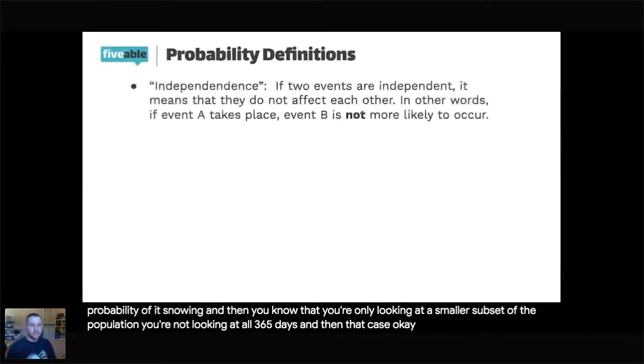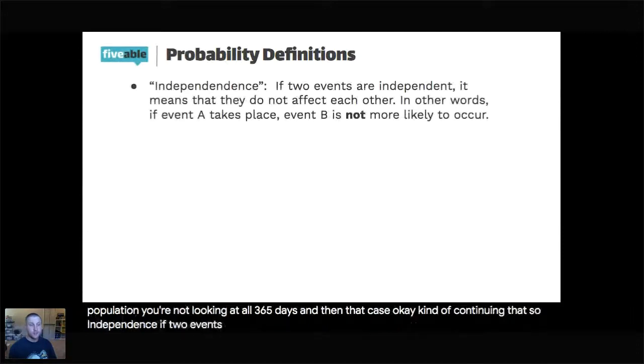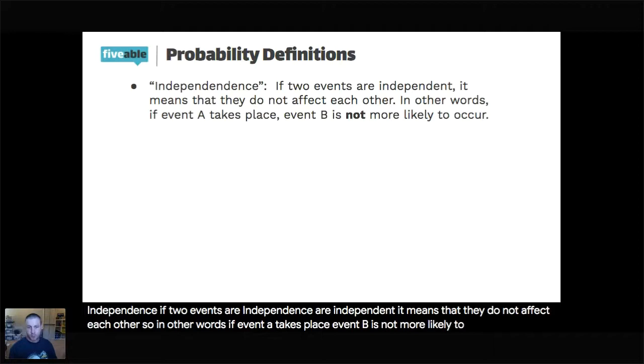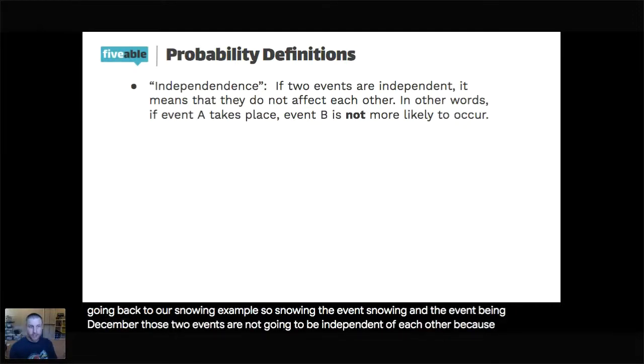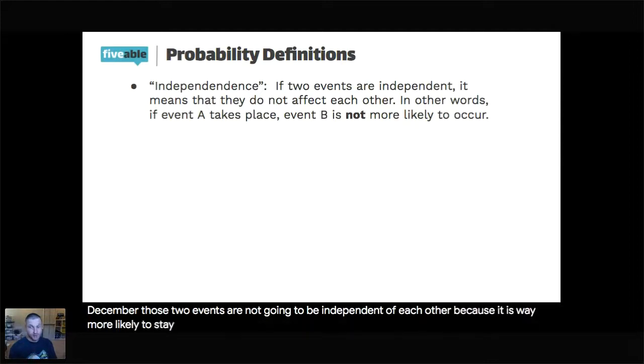Okay, kind of continuing that. So independence. If two events are independent, it means that they do not affect each other. In other words, if event A takes place, event B is not more likely to occur. Okay, so going back to our snowing example, the event snowing and the event being December are not going to be independent of each other, because it is way more likely to snow in February than it is to snow on any day of the year. That's a big difference, right?